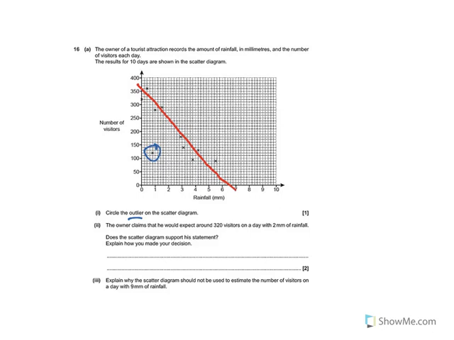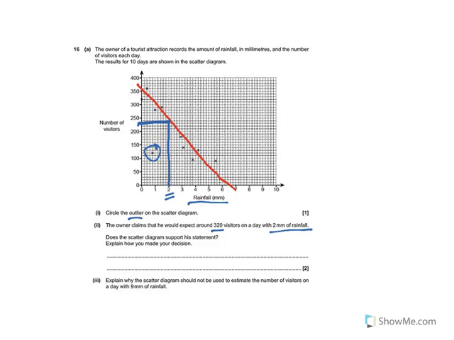Part 2. The owner claims that he would expect around 320 visitors on a day with 2 millimeters of rainfall. Does the scatter diagram support his statement? So what we need to do is look at the part of the graph that shows rainfall. We need to look at 2 millimeters. We need to draw a straight line up from 2 millimeters until we hit our line of best fit. Then we need to use that line of best fit to come across horizontally exactly. Where does it take us up to? Somewhere like 230, 240. Difficult to see on my graph because it's so small.